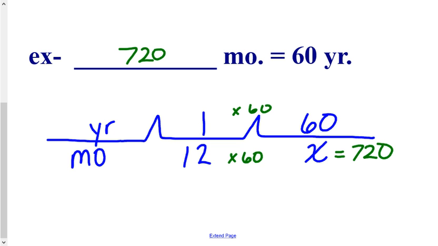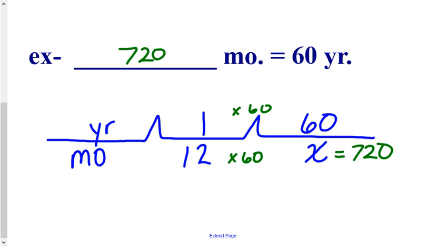So I got 720 months, and I got that if you look at my bridge map, because I said 1 year is equal to 12 months. Therefore, 60 years is equal to how many months? And I used 60 as my scale factor to solve that. I could have also cross-simplified or cross-multiplied and then divided. 12 times 60 divided by 1.